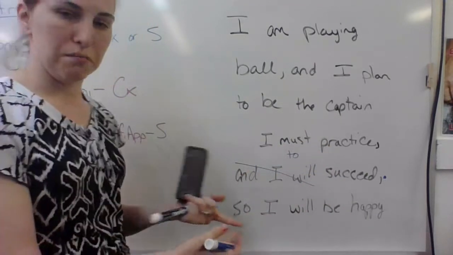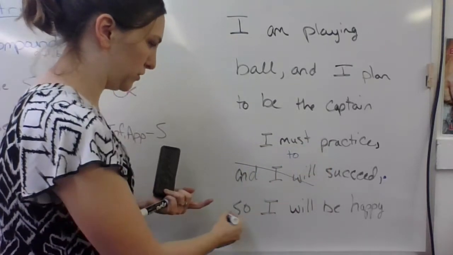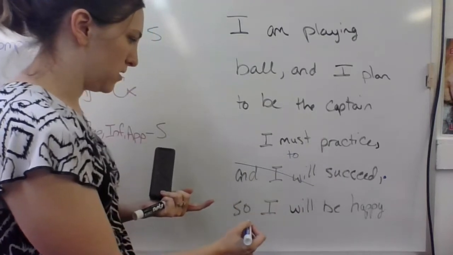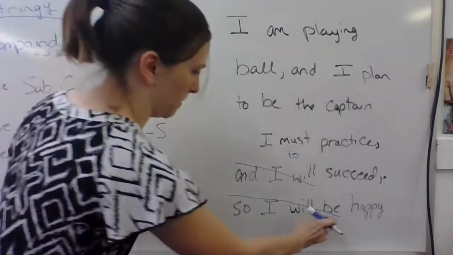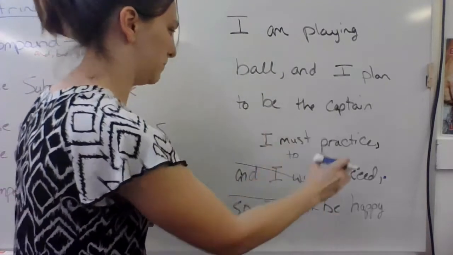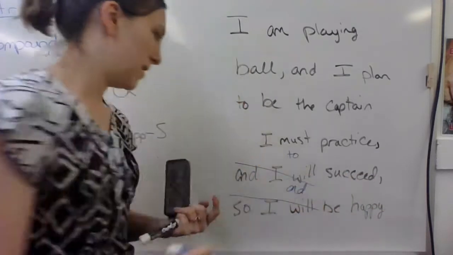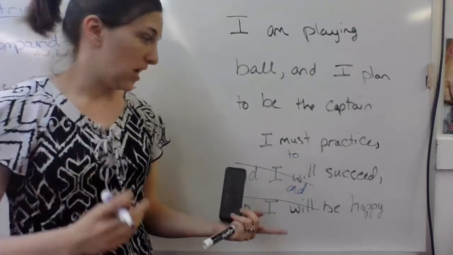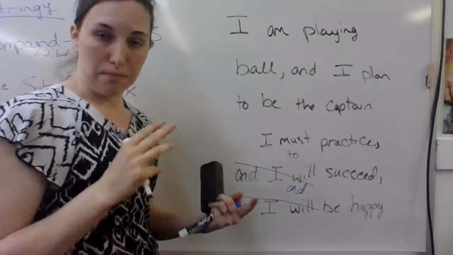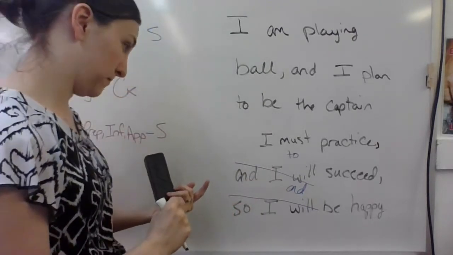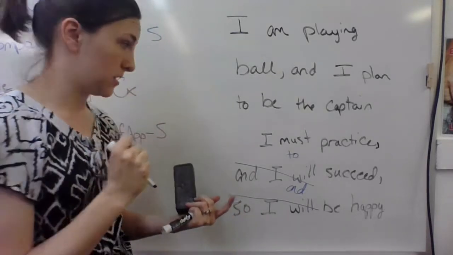And you could add this to it, making it a complex sentence. I must practice to succeed, so I will be happy. Or we could get rid of this whole thing. I must practice to succeed and be happy. Okay, I've gotten rid of a whole lot of words that were unnecessary. I've combined a couple of thoughts, made it, I believe it's even just a simple sentence then. It's just a simple sentence.